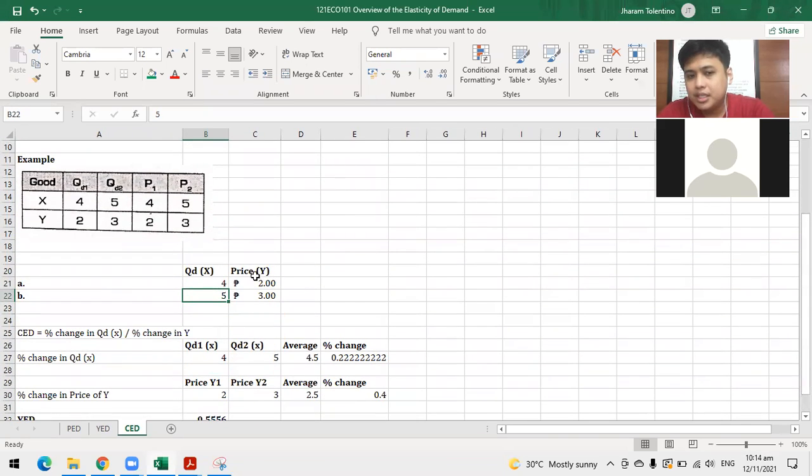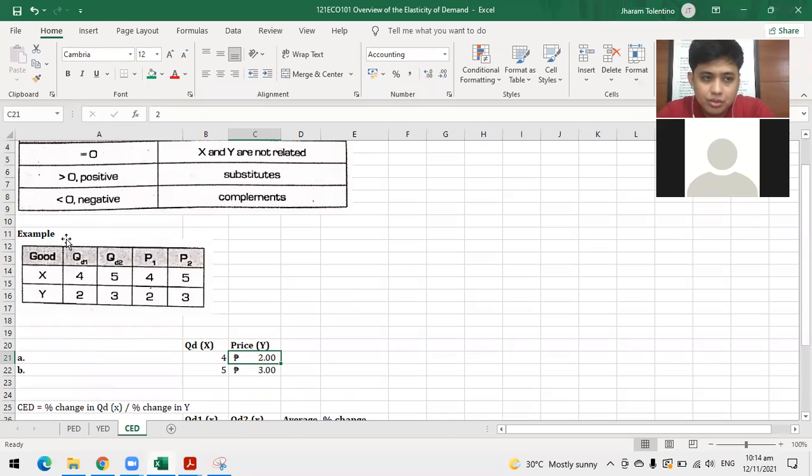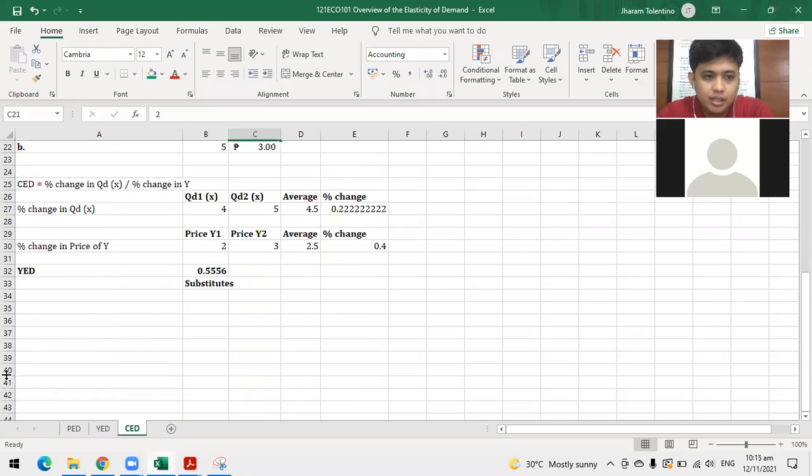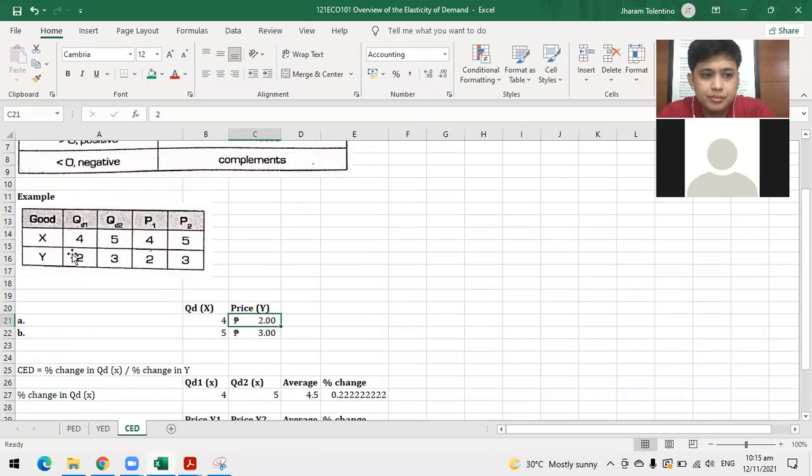Let's say, for example, the price of sugar and honey. So halimbawa, mas mataas na yung presyo ng sugar. Okay? Compare sa honey. Ano mangyayari? Lilipat tayo, di ba? Lilipat tayo from the consumption of sugar to consumption of honey. Mag-honey na tayo kasi mas mura. Ganun po nag-work yung substitutes. Okay.